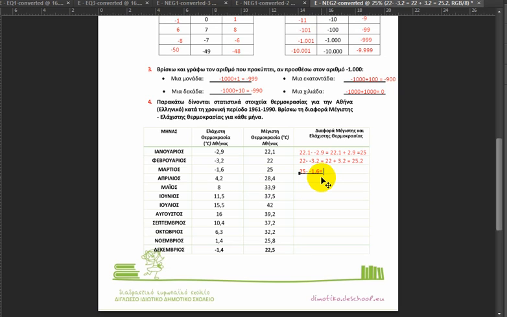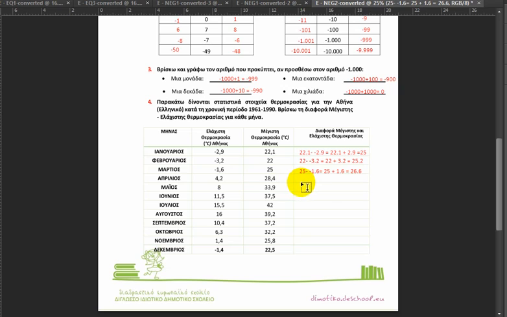All right, well, again, subtracting a negative is the same as adding. It's positive. So 25 minus negative 1.6 is the same as saying 25 plus 1.6. So my result for that would be 26.6.